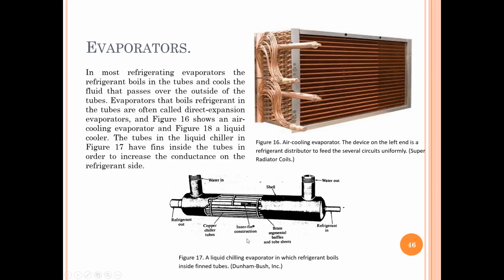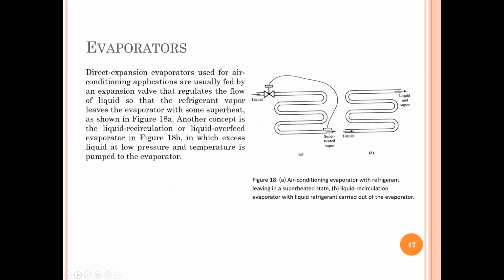Yan o, inner fin construction. Check nyo yung mga brand. Wolverine, ano pa? Wolverine tubes. Marami yun. So next. Direct expansion evaporators used for air conditioning applications are usually fed by an expansion valve that regulates the flow of liquid so that the refrigerant vapor leaves the evaporator with some superheat as shown in figure 18A. May mga catalog to. May mga technical data rin to mga evaporator. Mga coil, serpentine, tapos may mga distributor kung ilang tubo yan.